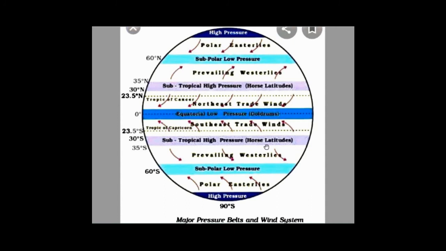It is said that in the early days, sailing vessels with a cargo of horses found it very difficult to sail under such calm conditions. And to make their vessels light, they threw the horses into the sea. And after that, the name became horse latitudes.